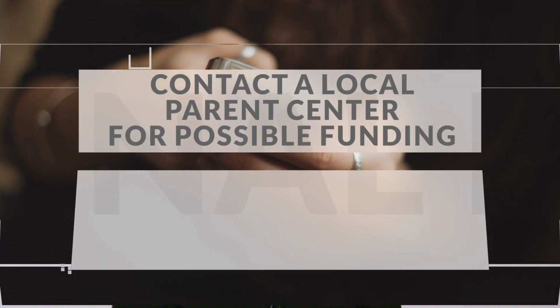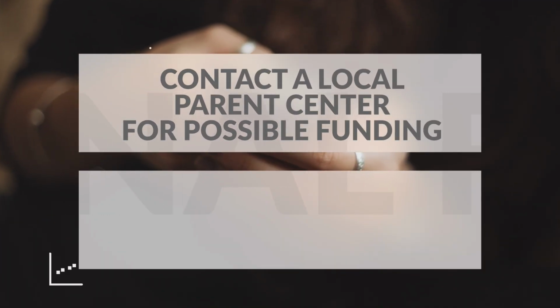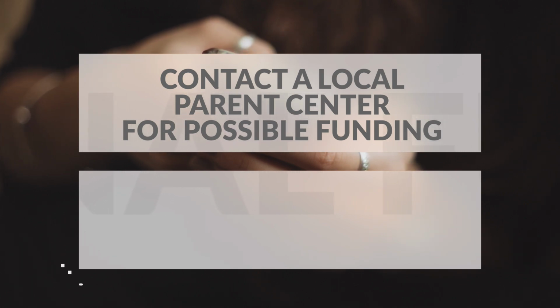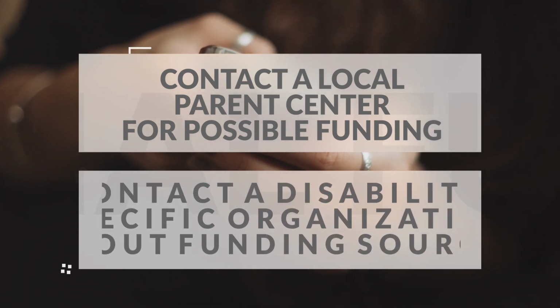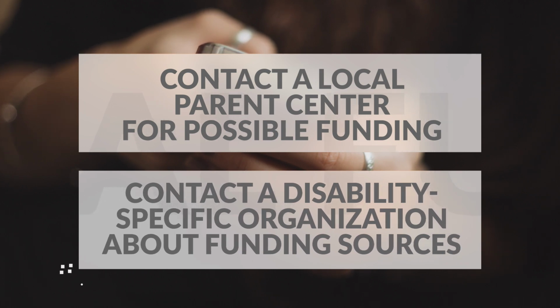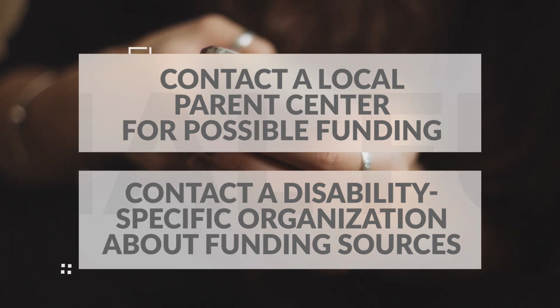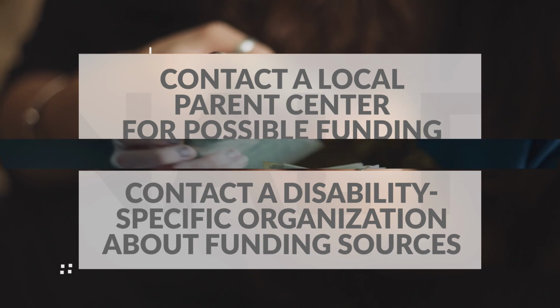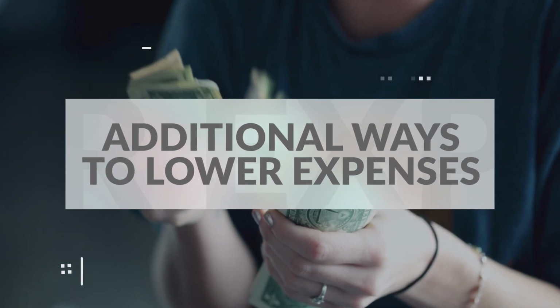You can also contact a local parent center or support group to speak with someone about possible funding sources for these related costs. Contact a disability-specific organization to ask about funding sources. Examples of disability-specific organizations are Spina Bifida Association, United Cerebral Palsy, or the Autism Society. Additional ways to lower expenses.